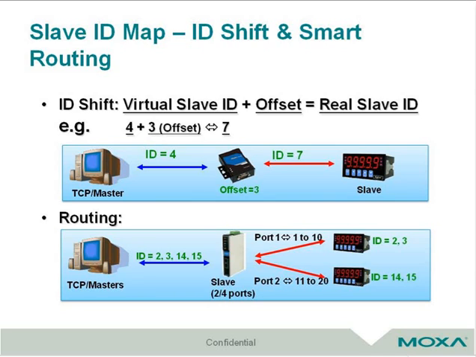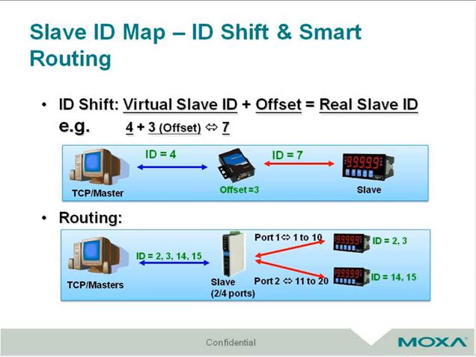When ID equals 4 is coming from the TCP master and passed to a serial device, MGate will shift the ID according to the value of offset, and the ID will be shifted to 7. Of course, when the response message is sent back to the master, the ID will shift back to ID 4.